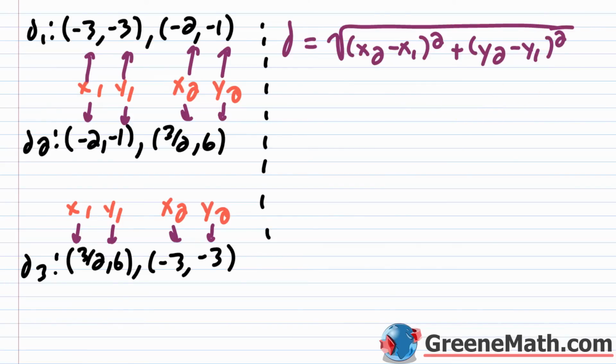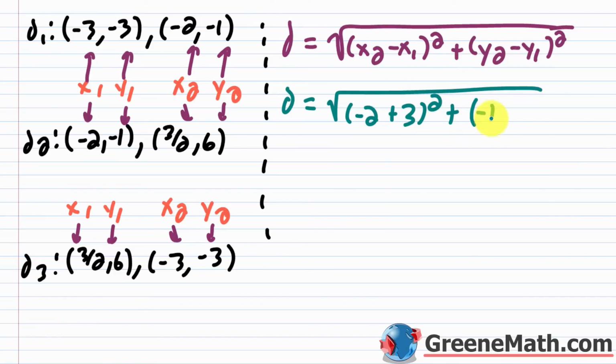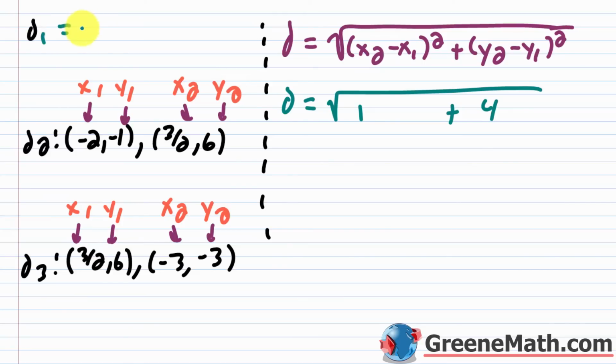All right, so what we're going to do here is say that the distance for this d sub 1 is equal to what? So the square root of, so x sub 2 is negative 2, and then minus x sub 1, that's negative 3, minus the negative is plus a positive, so this is plus 3, quantity squared, plus for y sub 2, it's negative 1, and then minus for y sub 1, it's negative 3, so minus the negative 3 is plus 3, the quantity squared. So negative 2 plus 3 is 1, 1 squared is 1. Let's put 1 there. Negative 1 plus 3 is going to be 2, 2 squared is 4. So this right here is the square root of 5. d sub 1 is equal to the square root of 5.